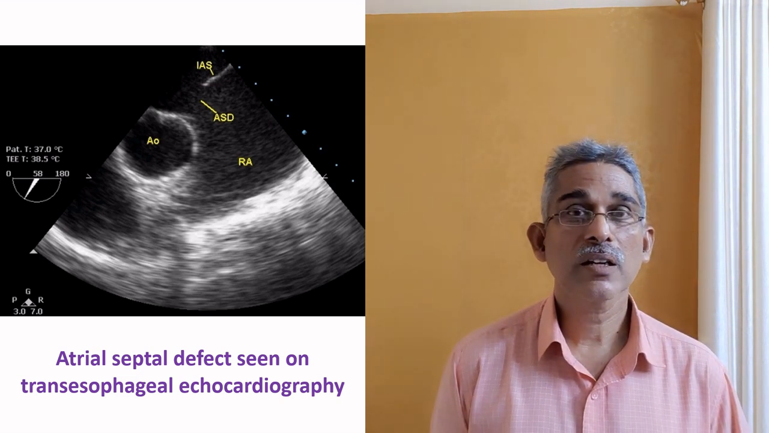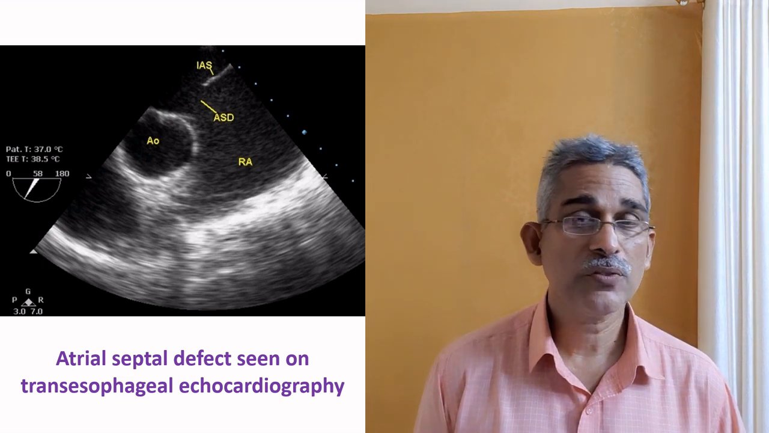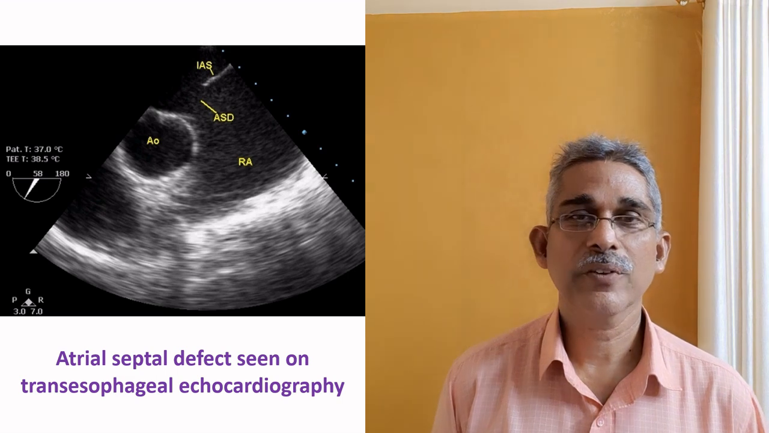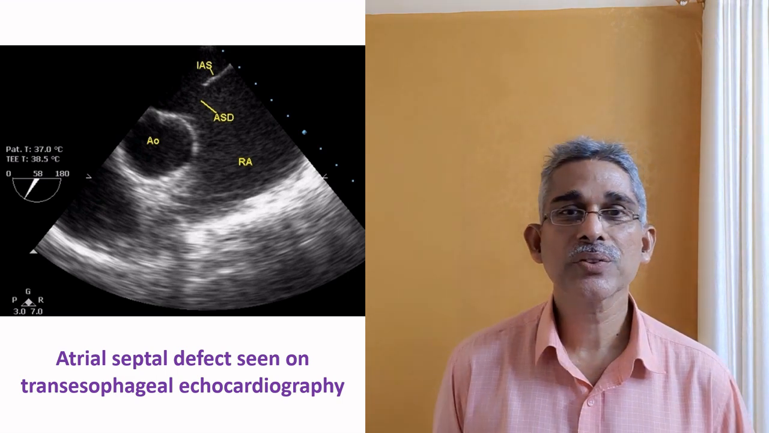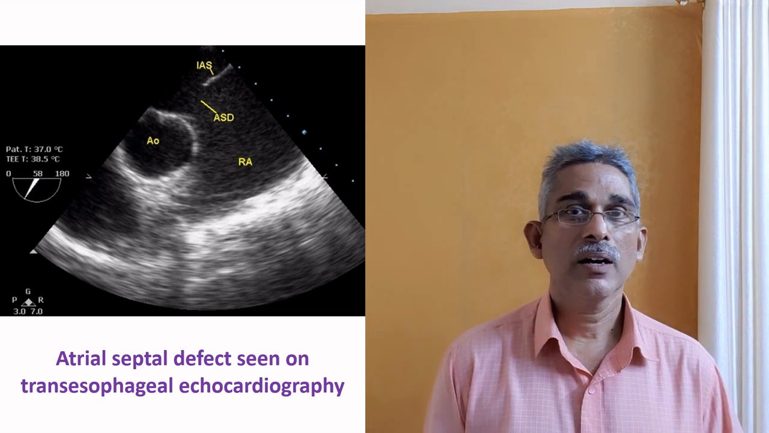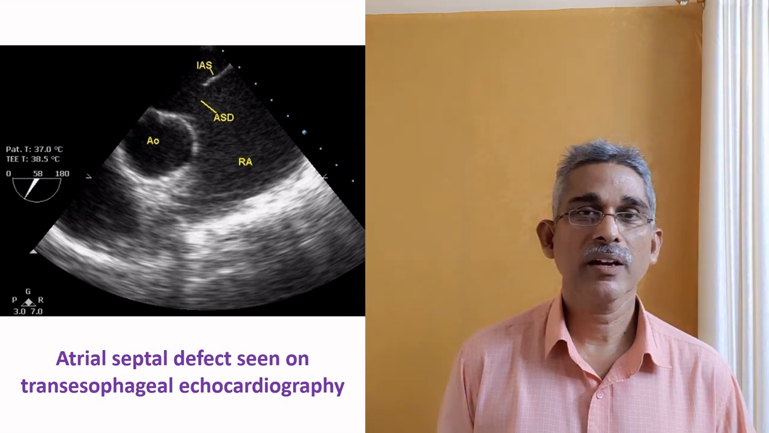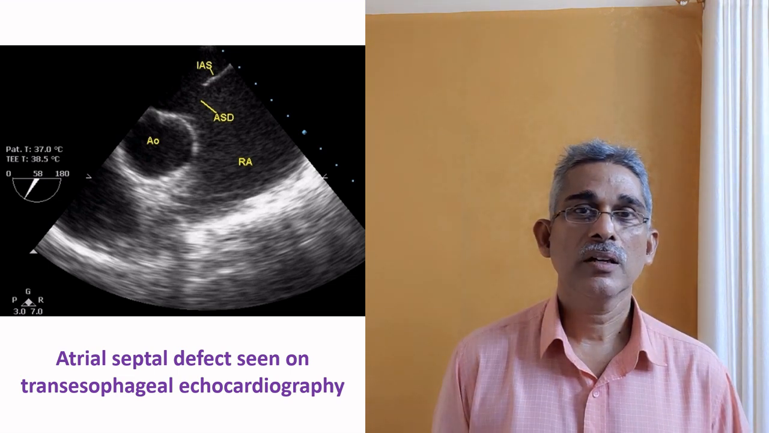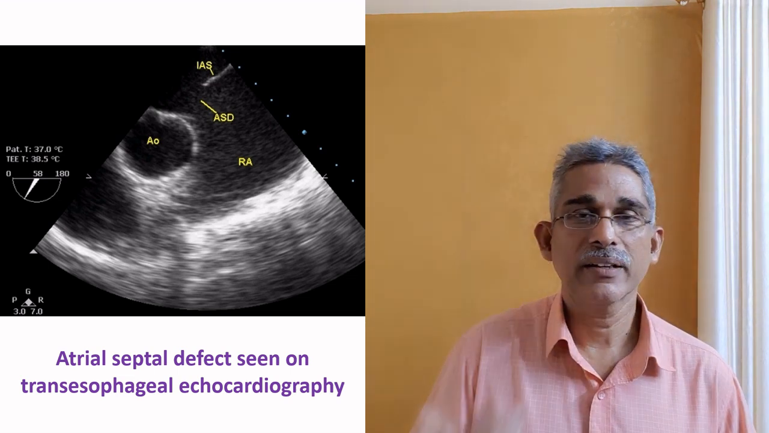Then there is something known as transesophageal echocardiography. In transesophageal echocardiography, a probe is introduced into the esophagus. The probe is at the tip of an esophagoscope-like device, and it is introduced into the esophagus. You can image the heart from behind.